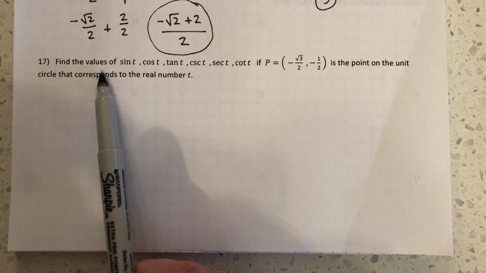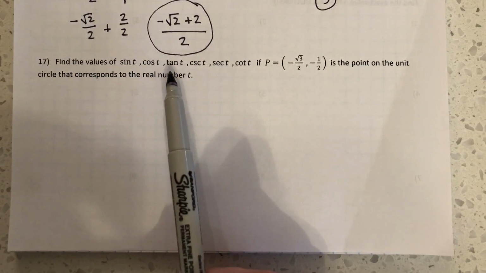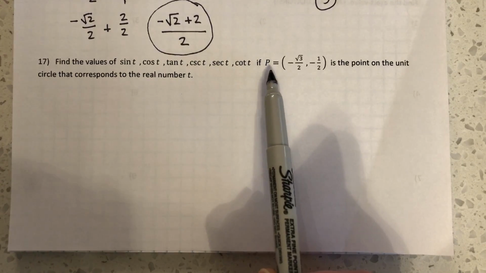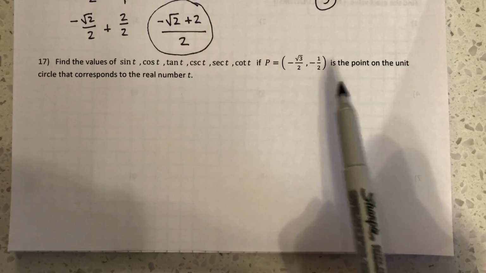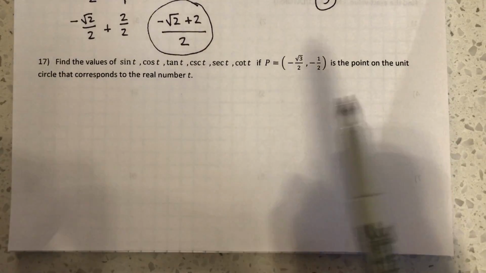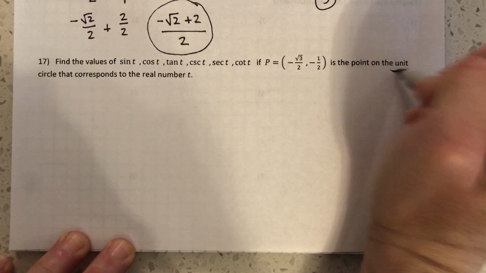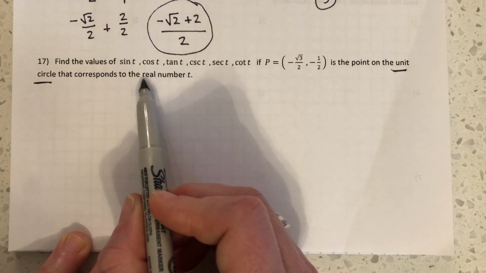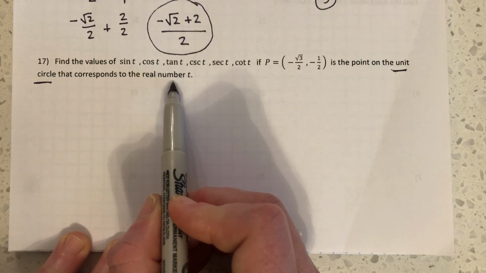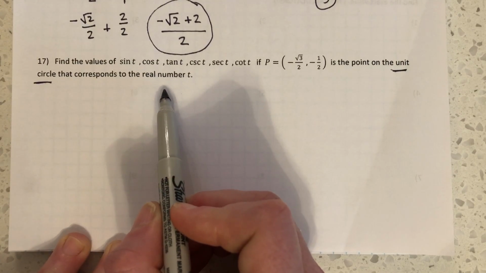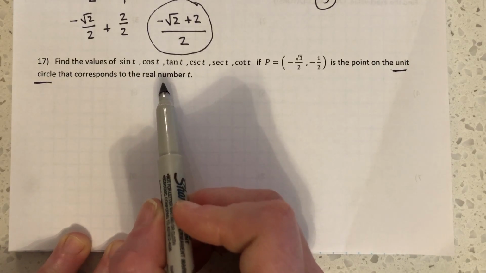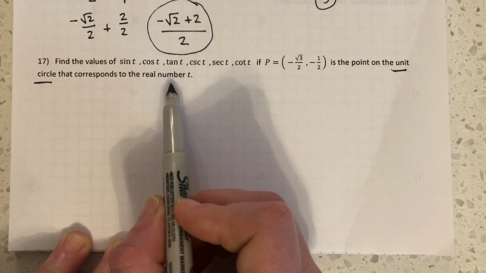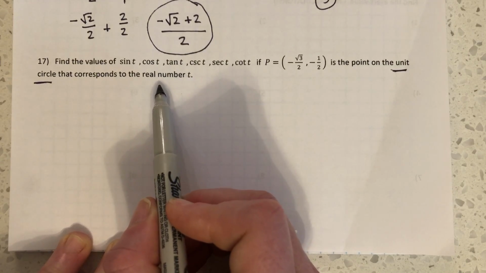It says find the values of sine t, cosine t, tangent t, cosecant t, secant t, and cotangent t, if P is a point following this ordered pair on the unit circle. Notice they're telling you that this point is on the unit circle that corresponds to the real number t. Well, they're calling this the real number t because when you measure an angle in radians, you are measuring it as a real number. So when they talk about the real number t, they are talking about an angle, but they can call it a real number because it must be measured in radians.